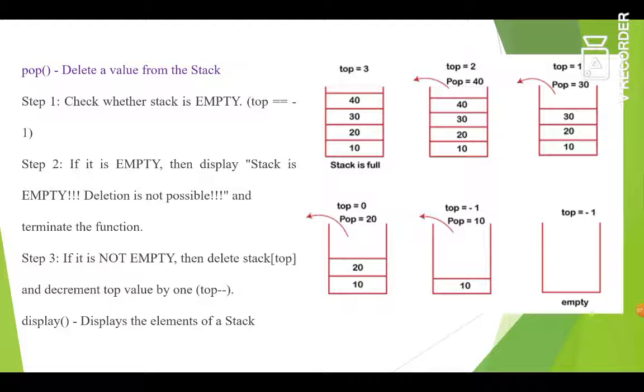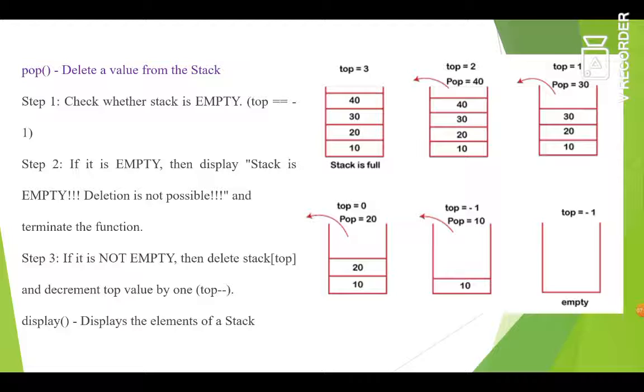So 40 is deleted. After the removal of the item 40, you can decrement the top pointer by 1. So now top becomes 2. Top is equal to 2 means it indicates the value 30. Stack of 0 is 10, stack of 1 is 20, stack of 2 is 30.